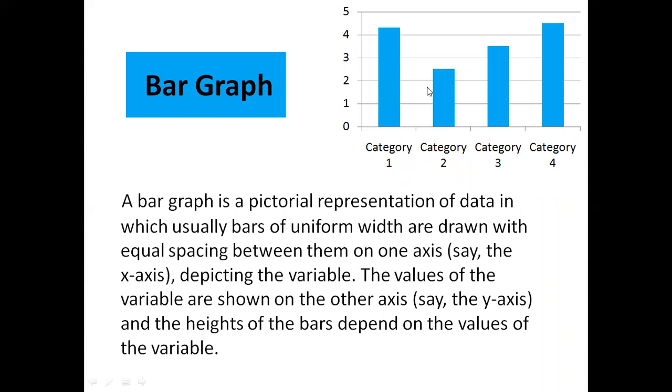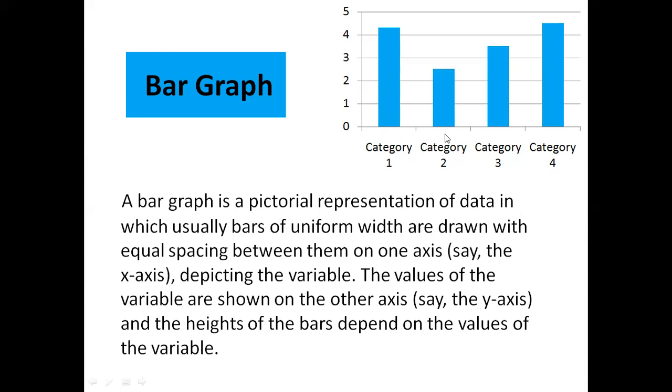Another thing to be kept in mind is that the distance needs to be equal. So here, distance has to be same. This is the x-axis that will depict one variable. Then the values of the variable are shown on the other axis, say the y-axis. This is the y-axis. The heights of the bars depend on the values of the variable. So depending upon the values of the variables, the heights will vary. Here it is at a higher position, here lower, a little bit more, and here highest. So this is how we can represent data.